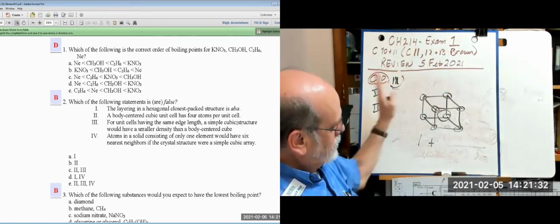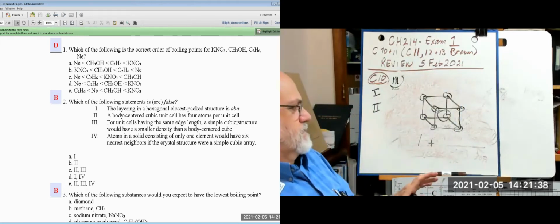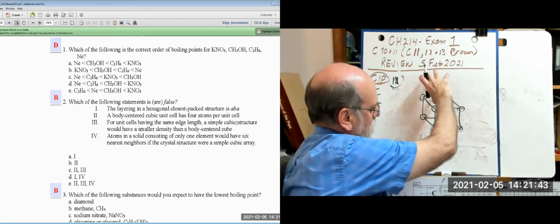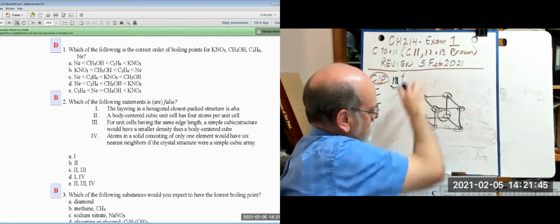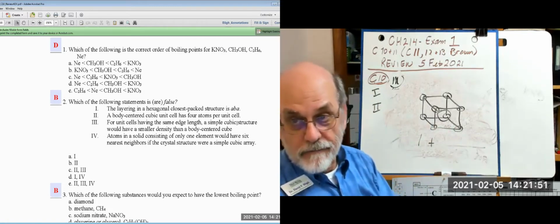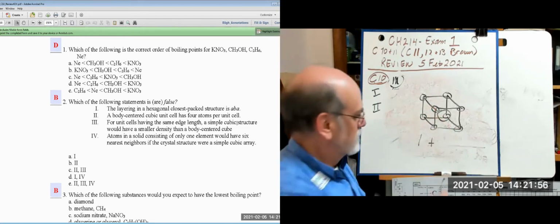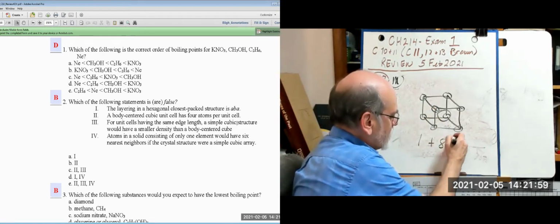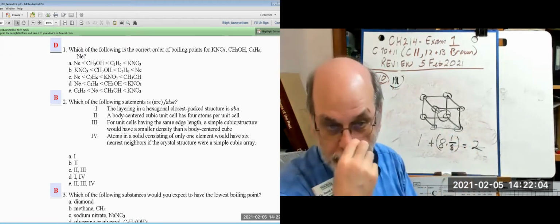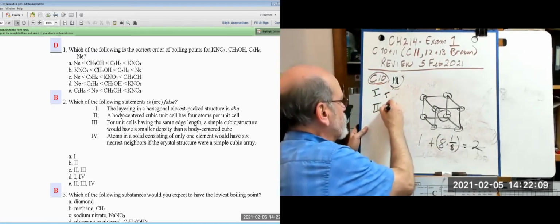1, 2, 3. 1, 2, 3, 4, 5, 6, 7, 8. Has to be shared with 8. So there's 1/8 of each one of these that belongs to that cube. So we have 8 times 1/8, and the total then is 2. So Roman numeral 2 is false. This one's true, this one's false.